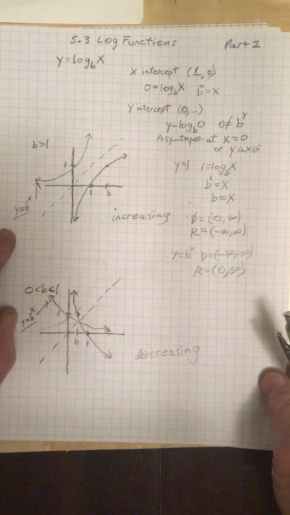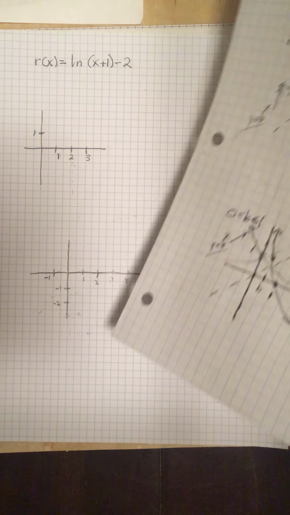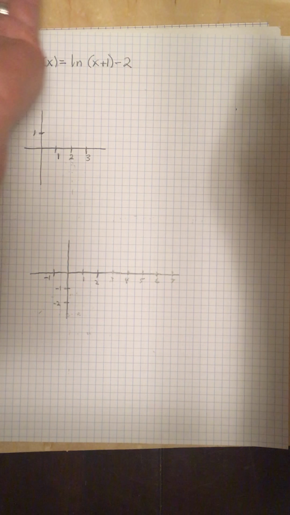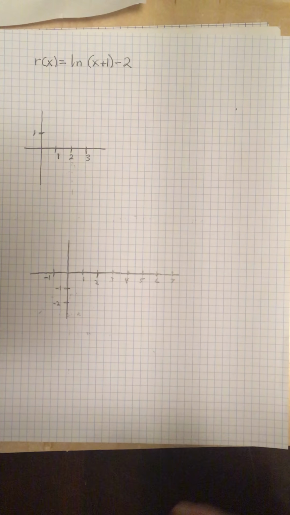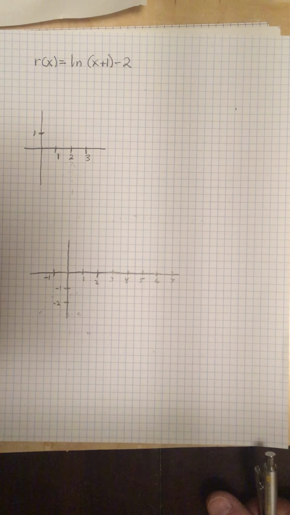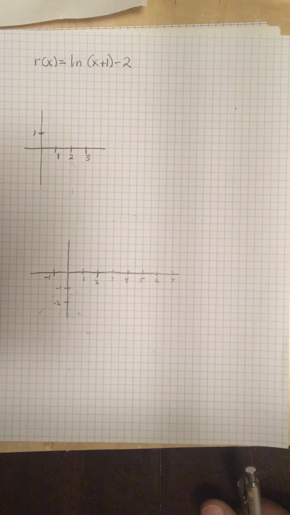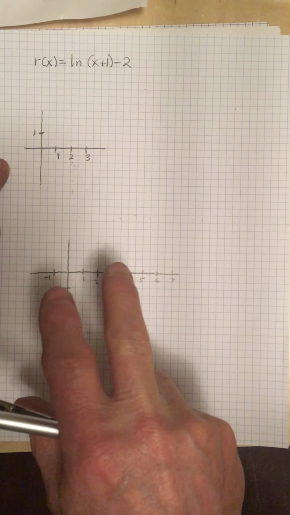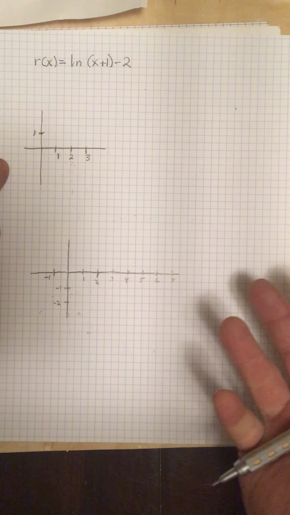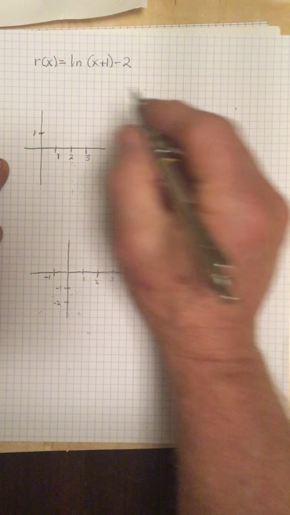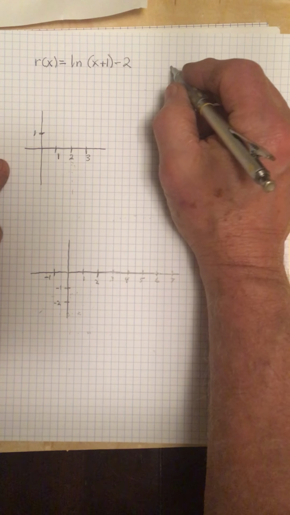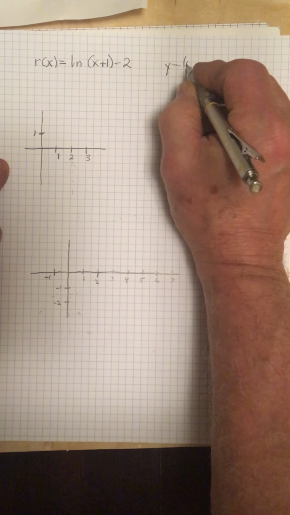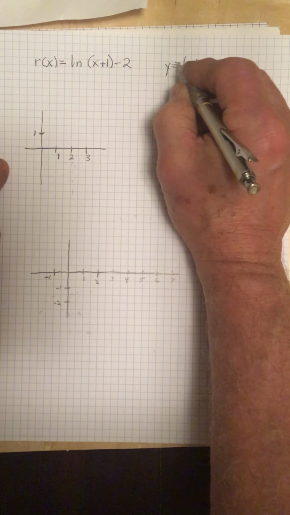Okay, so what I'd like to do now is one quick problem. What we've got here is something we've done a lot. This is a problem where I would like to graph it, but what I need to do is start with the original graph and then apply the transformations. So this is just y equals ln x if you look at it.